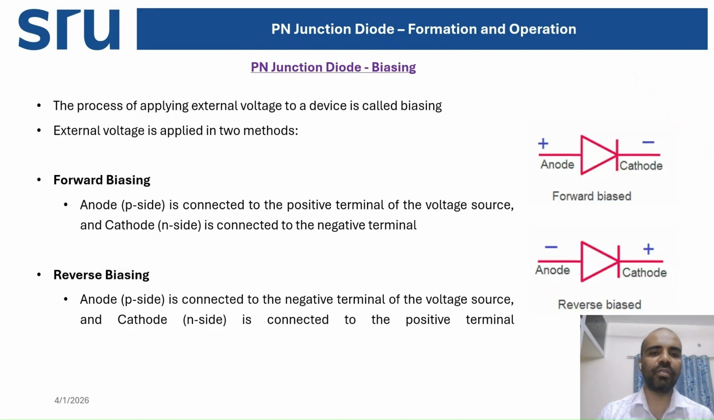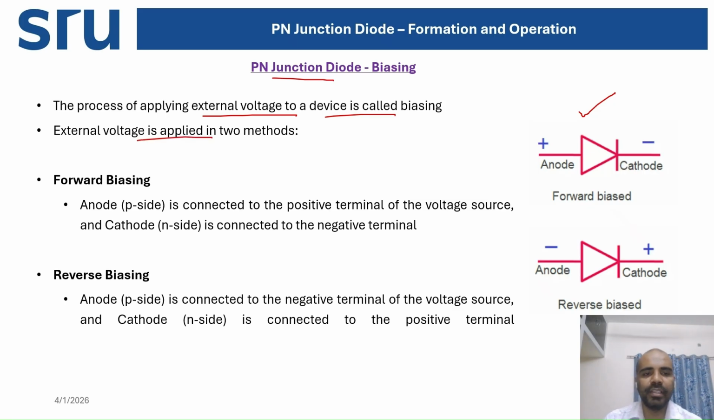Now moving to the next slide. We will discuss the biasing of a PN junction diode, right? The process of applying external voltage to a device is called biasing. Here the PN junction diode is the device. So the process of applying external voltage to a PN junction diode is called PN junction diode biasing, right?